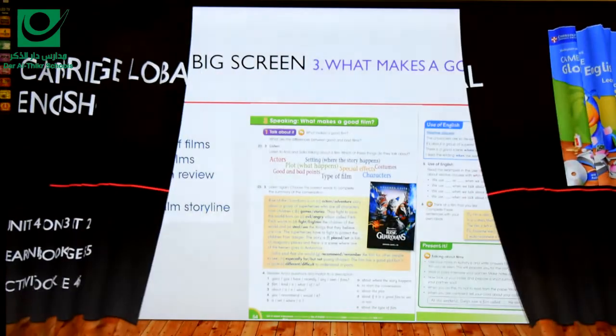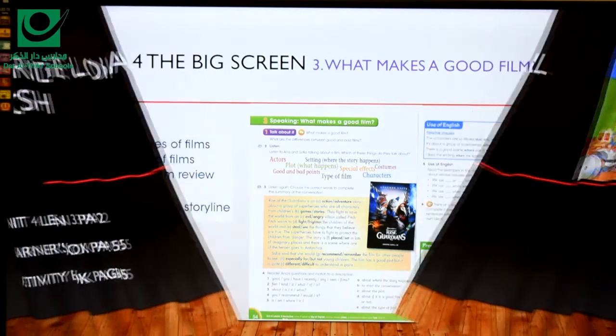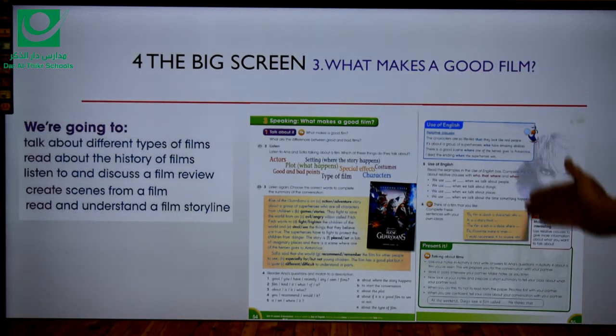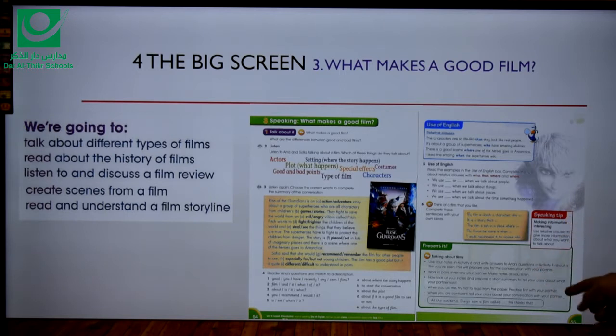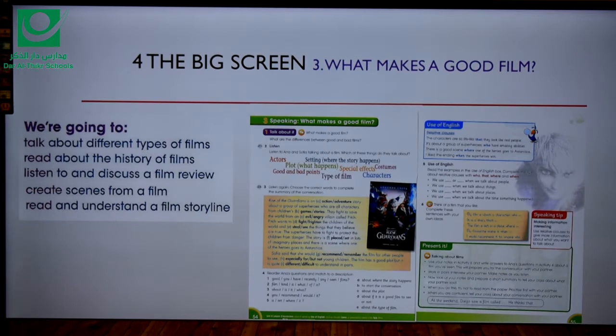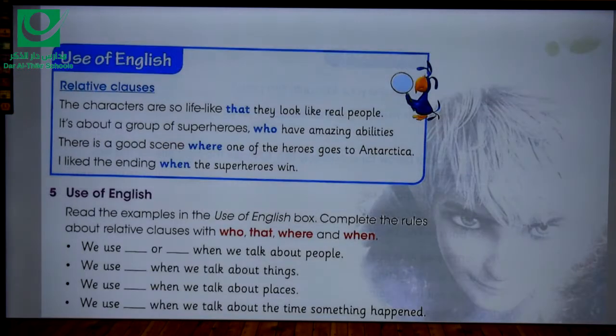Remember, these are the 2 pages covering Lesson 3. What makes a good film, and this is the page that we are dealing with now. Those were the main objectives of the unit, so let's start. Use of English, we have something called relative clauses.